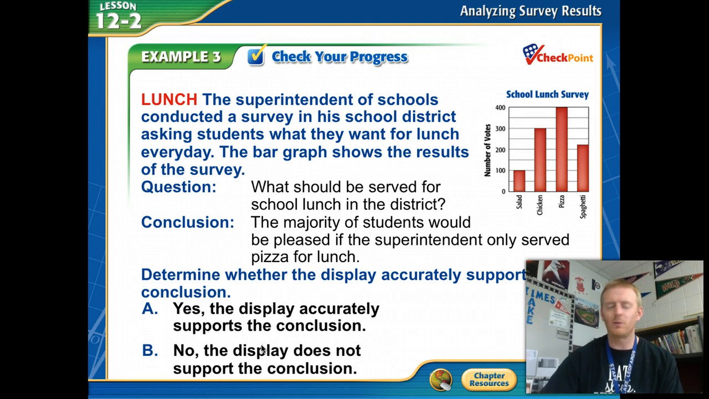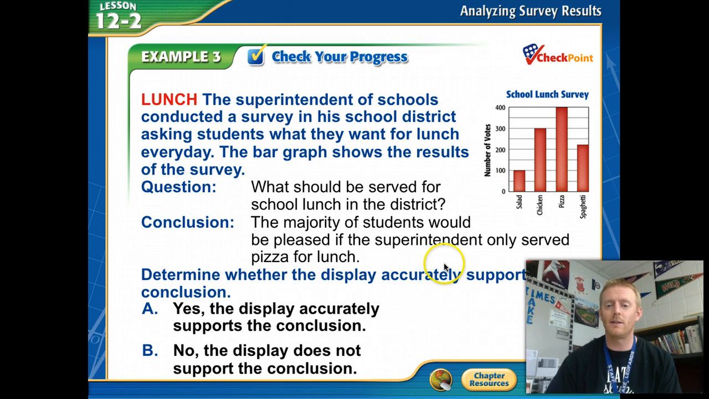So if a school district is trying to find out what students want to eat for lunch, they have this bar graph that's going to explain to everybody what they get for choices. They have salad, chicken, pizza, and spaghetti. The question is, what should be served for school lunch? And according to this bar graph, the conclusion that they came up with was that the majority of the students would be pleased to eat pizza for lunch, or only eat pizza. And our job is to say, is this valid, or is it inaccurately displayed or accurately displayed?